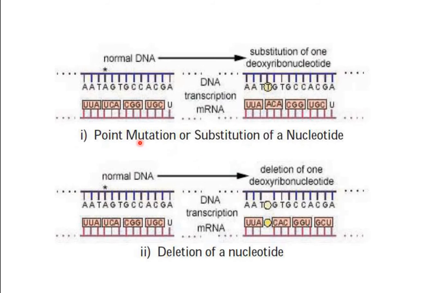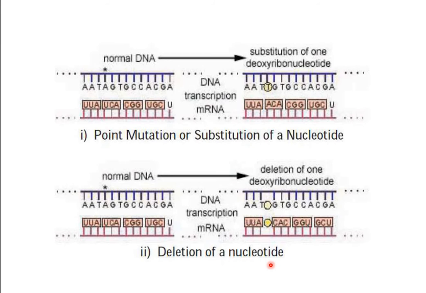Point mutations are actually when there is a change in one base. For example, we can see here this is a point or substitution of a nucleotide. Here we can see that there's a change at this position, and this adenine is being replaced by the thymine.